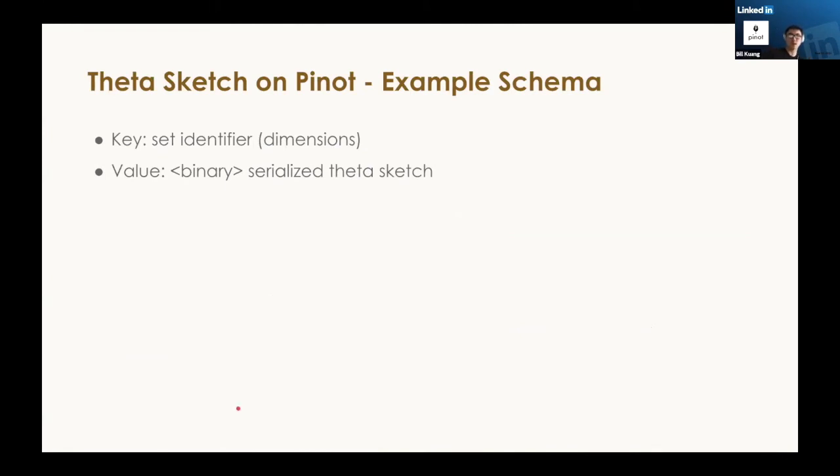So this is an example schema that you could use if you want to use Theta Sketch and Pinot. Again, the key is the set identifier, for example geo equals US, skill equals Java, company equals Facebook, whatever. And the value is the binary serialized sketch. It's a sketch of the members that belong to this particular set.